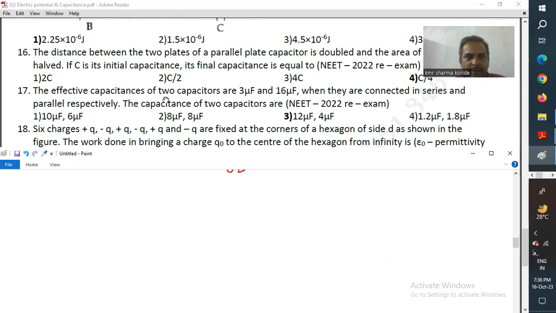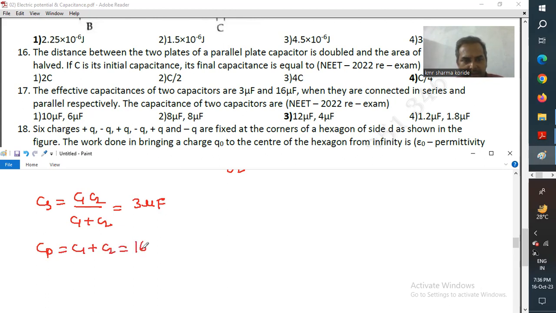The effective capacitance of two capacitors is 3 microfarad when they are connected in series, and 16 microfarad when connected in parallel. So therefore, CS is equal to C1 C2 by C1 plus C2. CS is given as 3 microfarad, remember. CP is equal to, you know the formula, C1 plus C2. CP is given as 16. So they are asking you to find out the C1, C2 values.